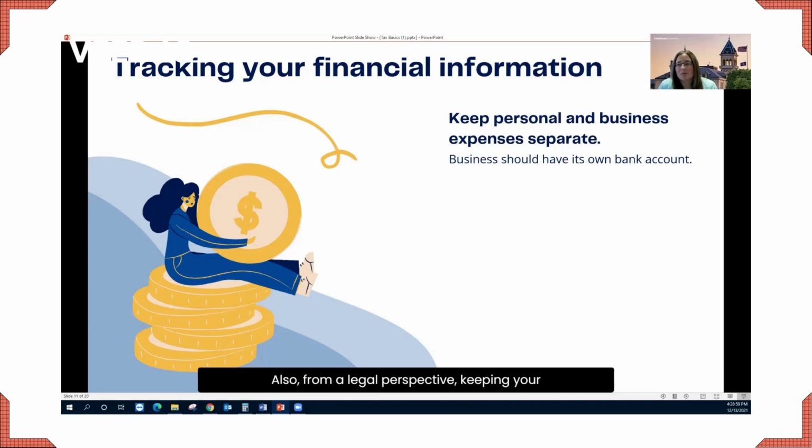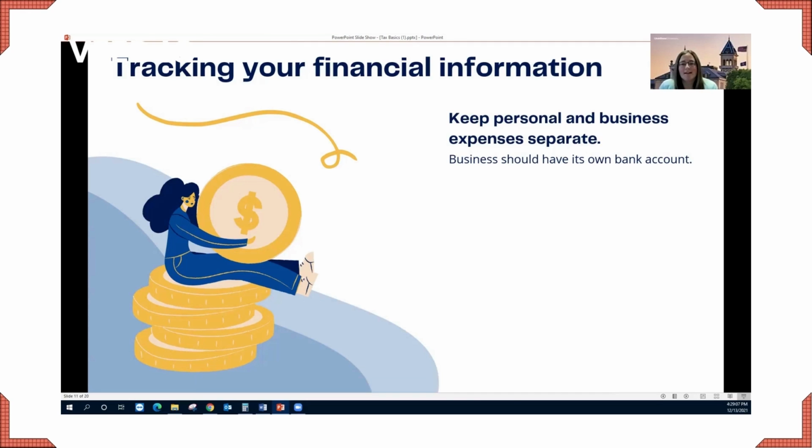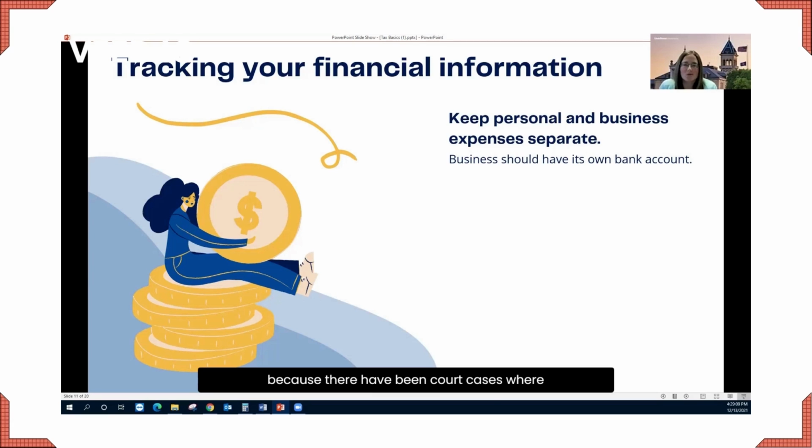Also, from a legal perspective, keeping your business and personal expenses separate helps protect you from a liability standpoint as well, because there have been court cases where people are commingling business and personal expenses, and the judge says, hey, you're not really running a legit separate business here anyway. There's so much personal and business in there that they said the liability protection doesn't apply. So I just want to be careful of that. And the best way to do that is just to keep your own business bank account.